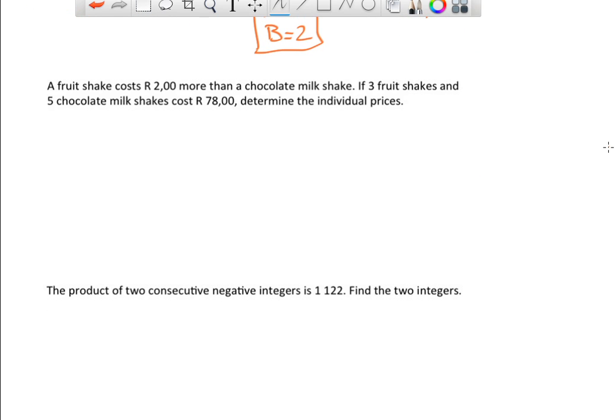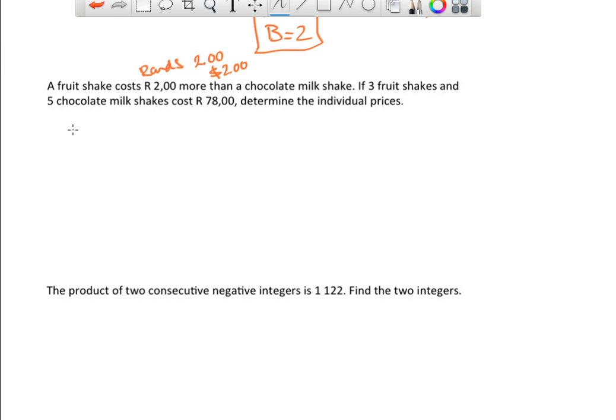A fruit shake costs R2, comma. The reason I have this one in is that in the word problems we do, R stands for rands, and the 2 comma here is actually 2.00. If this was dollars, you could make this $2. So a fruit shake costs 2 rand more than a chocolate milkshake. If 3 fruit shakes and 5 chocolate milkshakes cost 78 rand, determine the individual prices.